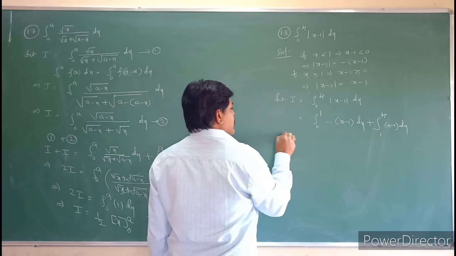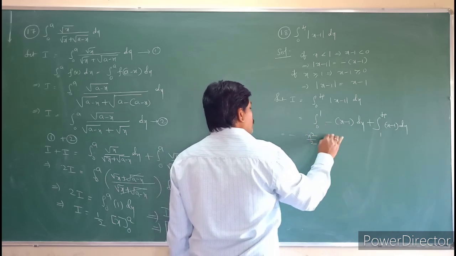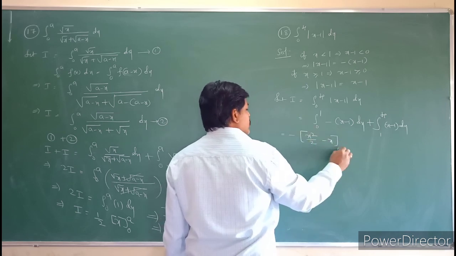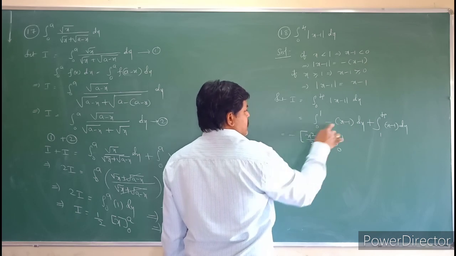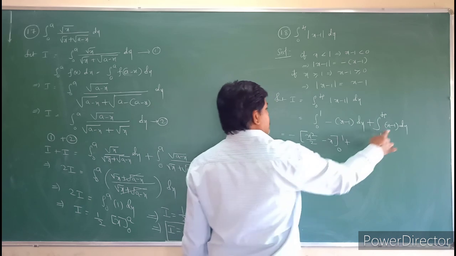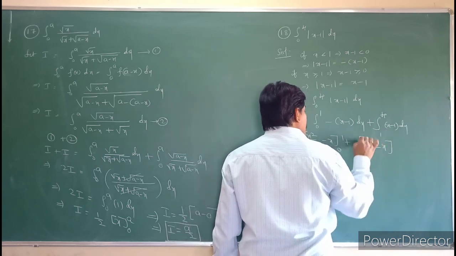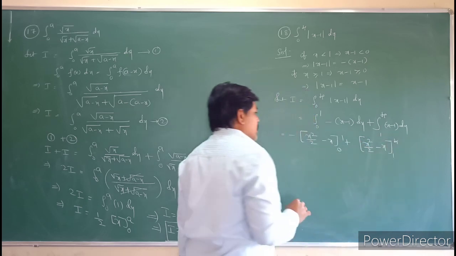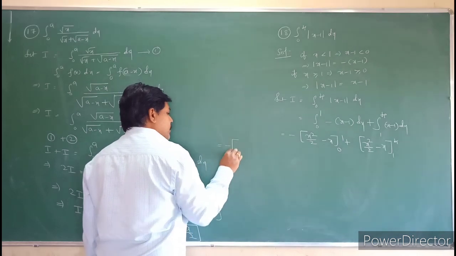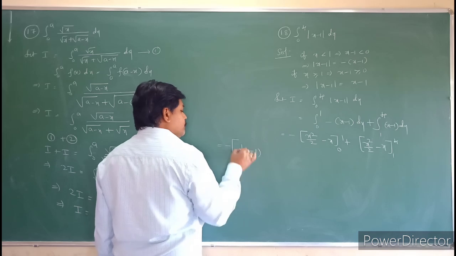So what happens, that is equal to minus of x square by 2 minus x over the limits 0 to 1. Apply the integration: minus is there, the integration of x is x square by 2, minus x, plus this is also the same, x square by 2 minus x over the limits 1 to 4. So apply the limits carefully, students. First we will apply the upper limit, then apply the lower limit. What happens? 1 by 2 minus 1.